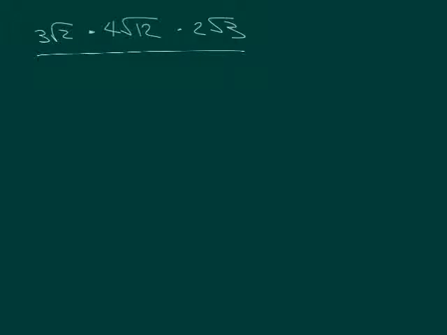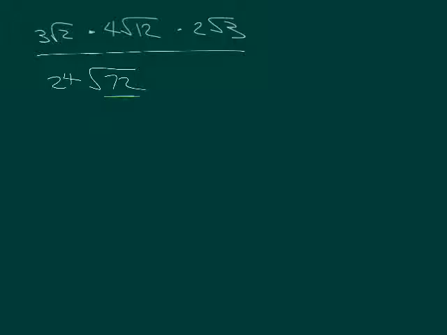So I can multiply all this across and get 3 times 4 is 12 times 2 is 24. Square root of 2 times the square root of 12 is the square root of 24. Square root of 24 times the square root of 3 is the square root of 72. So I multiplied all of the numbers outside the radical to get that, and I multiplied all the numbers inside the radical to get that. That's one way of doing it, and in this particular case, it seemed like probably the easiest way to do that.